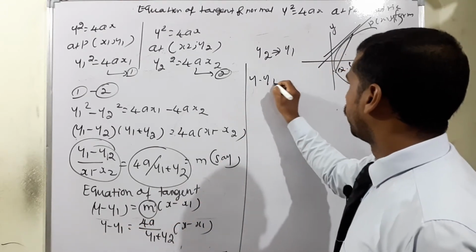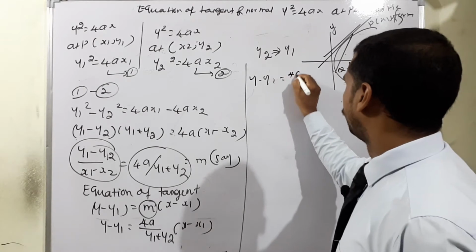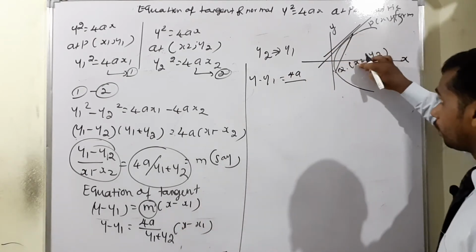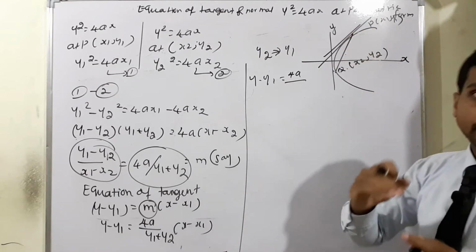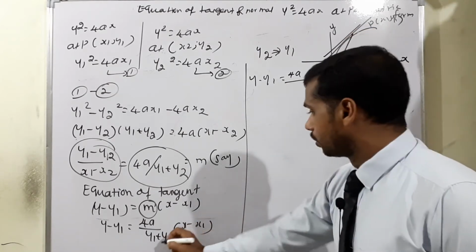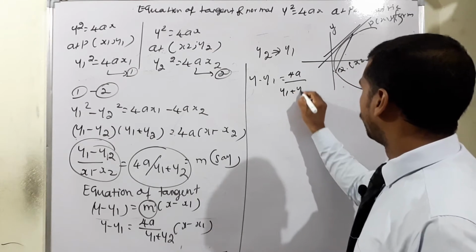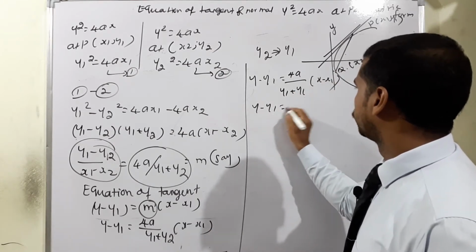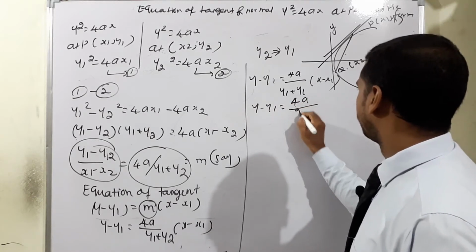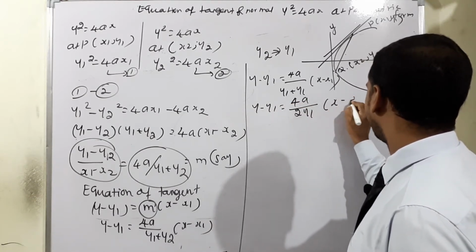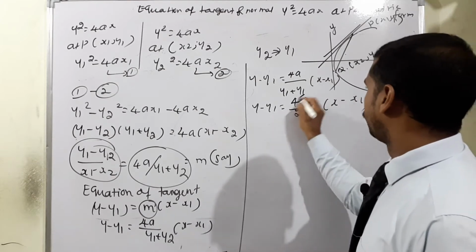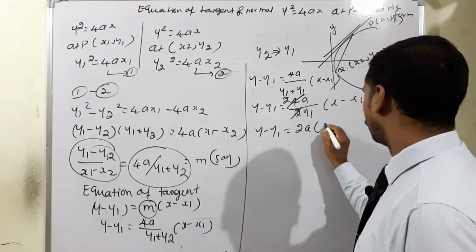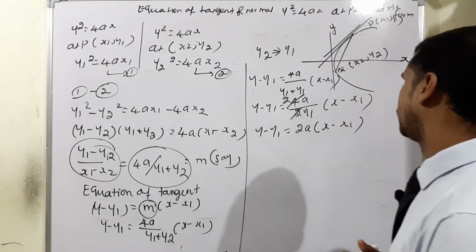y minus y1 is equal to 4a divided by y2. Also we can consider y1, because the normal lines will be equal or equating to the tangent. So therefore y minus y1 into x minus x1. Again y minus y1 is equal to 4a divided by 2y1 into x minus x1. Again 4 and 2 cancel, means 2 times. So y minus y1 is equal to 2a into x minus x1.